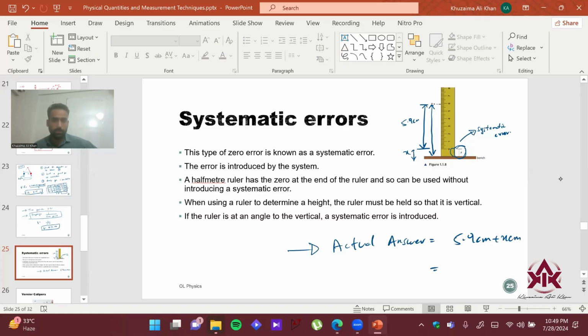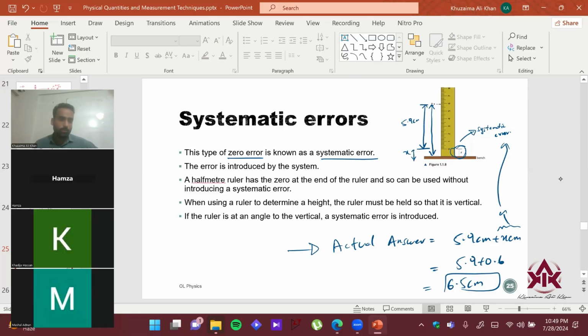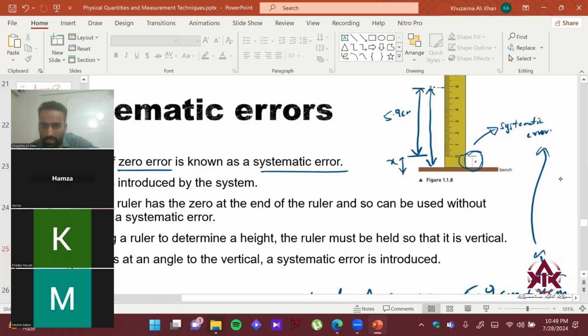Let's say this x is coming out to be, let's say, 0.6. So you have 5.9 plus 0.6. So your actual answer is basically 6.5 centimeters. So this x, this uncertainty which was introduced by your scale is called basically systematic. Okay. This type of zero error is known as systematic error over here. Why is it called zero error? Because the zero of the scale is not aligned with the bench over here, right? So if this zero is over here, there is no zero error over here.